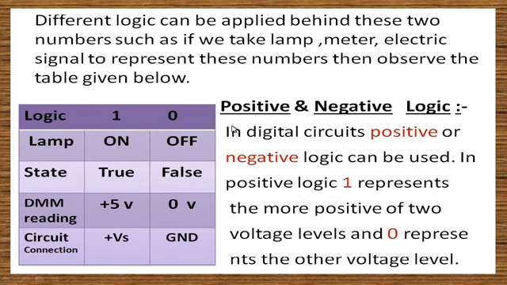Now, what is meant by positive and negative logic? In digital circuits, positive or negative logic can be used. What is meant by positive? In positive logic, 1 represents the more positive, meaning the higher value of the two voltage levels, and 0 represents the other, meaning the lower voltage level. Is that clear, students?